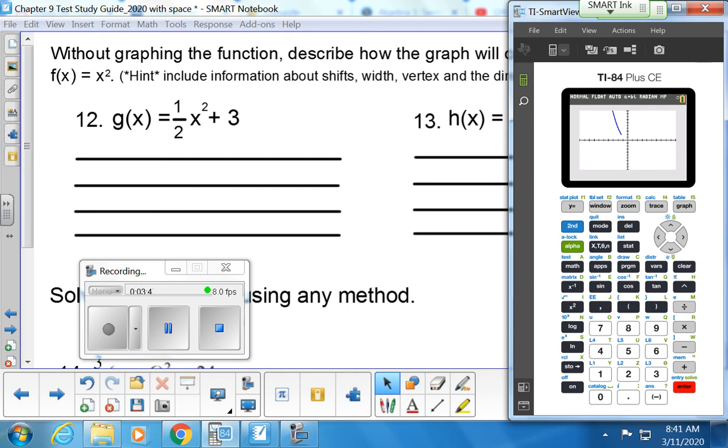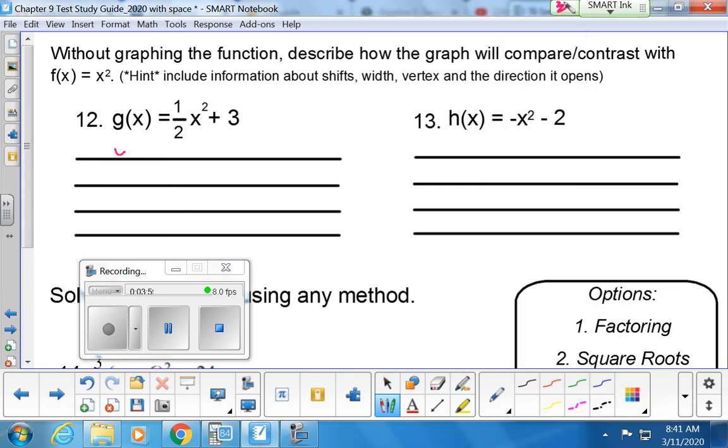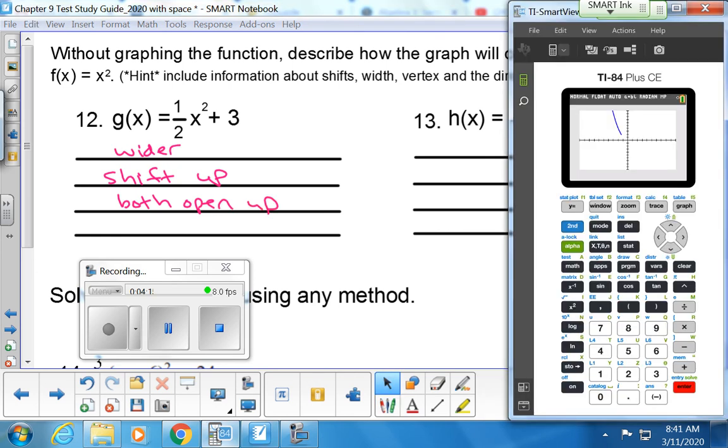So there's my, oh no, it's freezing. Why am I freezing? Okay. Basically, your first one is going to be skinnier than the second one. So the 1/2 makes it wider. The plus 3 makes it shift up. What else could I mention about it? Maybe they both open up. Okay. Will my calculator unfreeze? I don't know. I've never had my calculator freeze on the smartboard, so I'll just reset it.